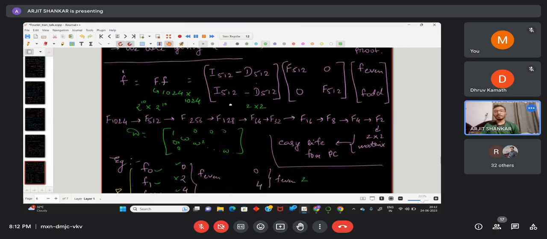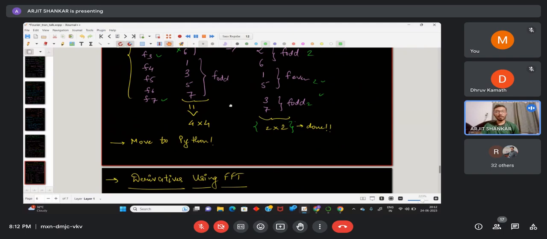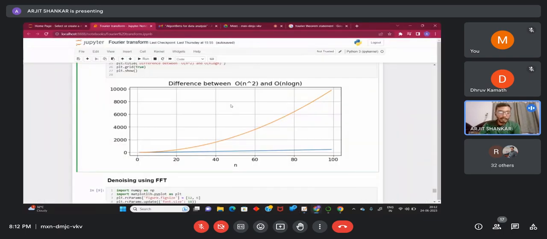And this is not the actual mathematical proof. I will move on to the code now. So code is pretty simple.